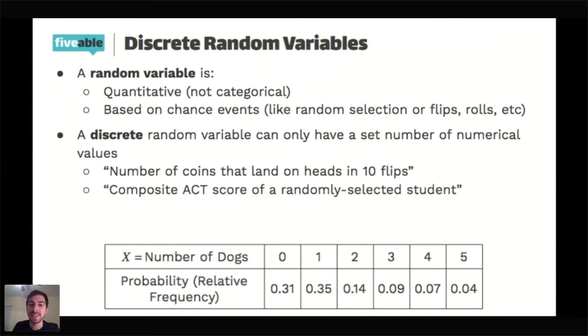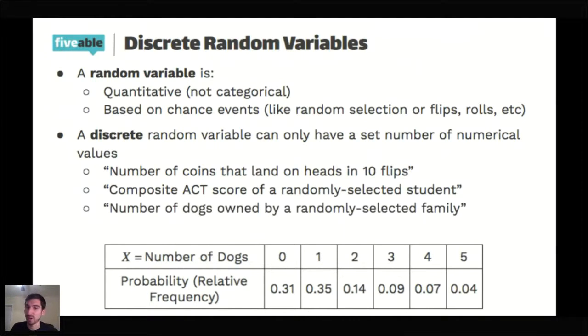Your composite ACT score of a randomly selected student. If you've taken the ACT, you know you get a score out of 36. You can't get a 30.32. You get rounded to the nearest whole number. And so your composite score is a whole number anywhere between 0 and 36.